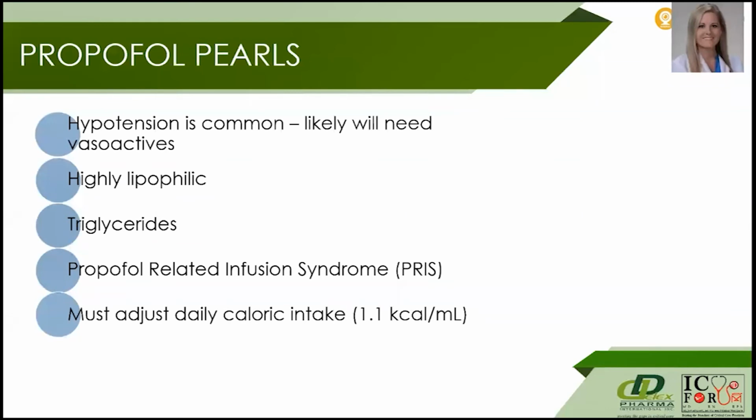So our pearls for propofol: its mechanism of hypotension includes inhibition of sympathetic nerve activity, which directly reduces our systemic vascular resistance and decreases myocardial blood flow. You likely will need a vasoactive on board. When we're thinking about monitoring for propofol-related infusion syndrome or PRIS, we monitor for rhabdomyolysis. You may need to get a CK level, myocardial failure, renal failure, hepatomegaly, hyperkalemia, and hypertriglyceridemia.